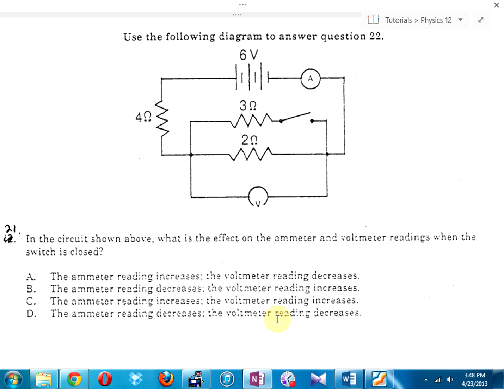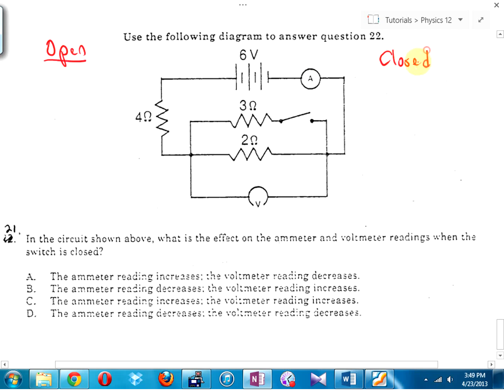Okay? So right now, with the switch open, what's my total resistance? Is that 3 ohm part of the circuit at all? No. So what you really have is a 4 and a 2 in series. Convenient, because what's 4 plus 2? If I was answering this, I would go open, closed. Open, total current is a convenient 1 amp. I went 6 divided by 6 in my head. I didn't lose you, did I, Jake? You okay?